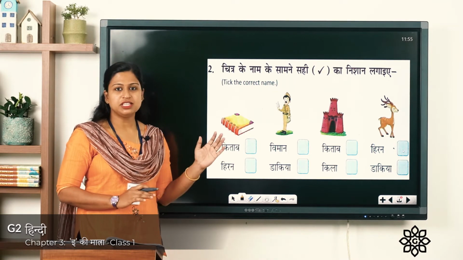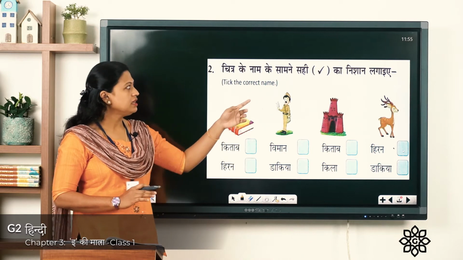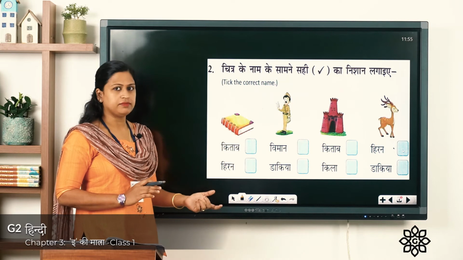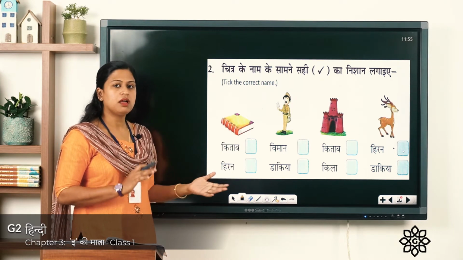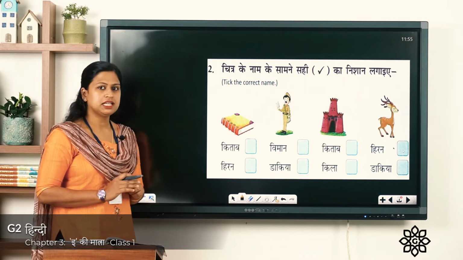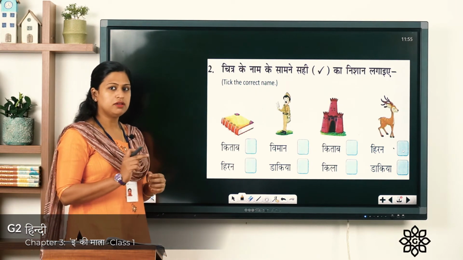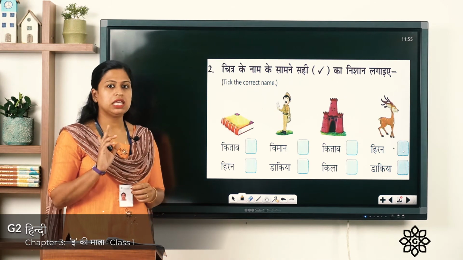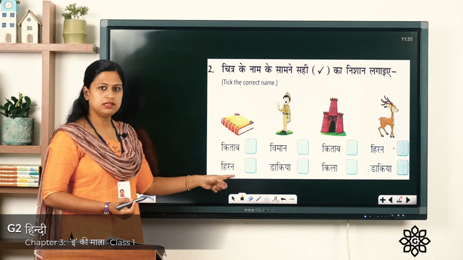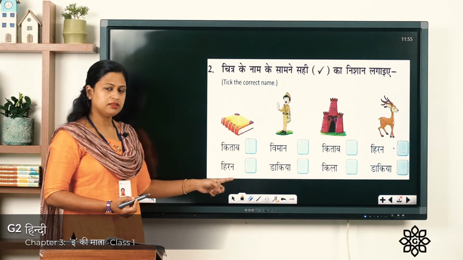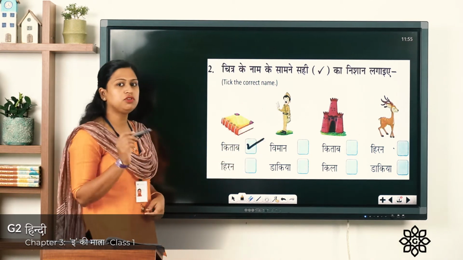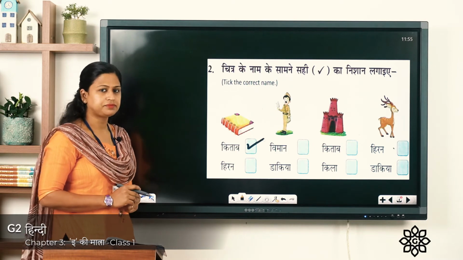That is चित्र के नाम के सामने सही का निशान लगाइए. So you can see here few pictures are given and words are also given, but you have to tick the correct word. The first picture is kitab, book. So you can hear ki, kitab. So which one is correct? This one or this one? First one is kitab, the next one is hiran. So this option is correct. So you have to mark a tick sign.